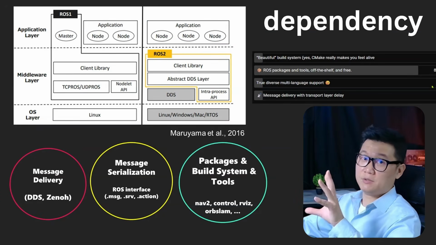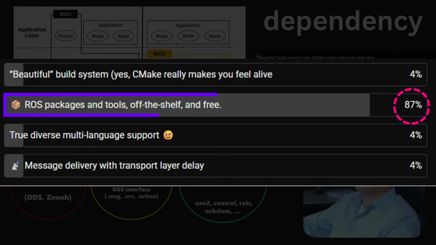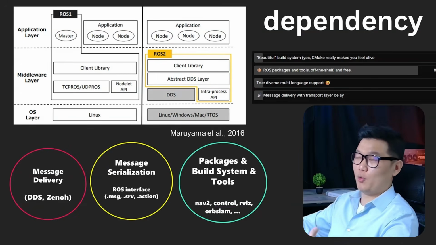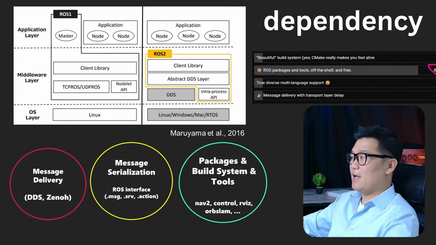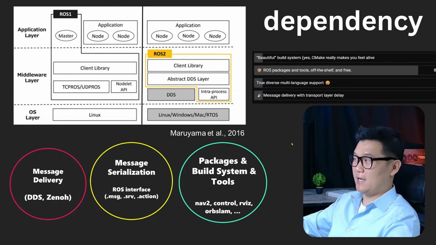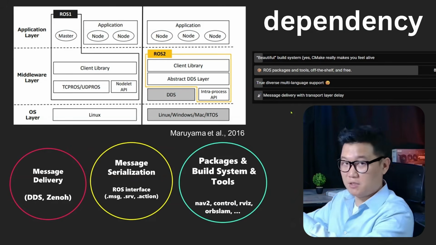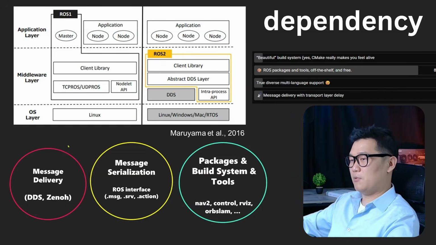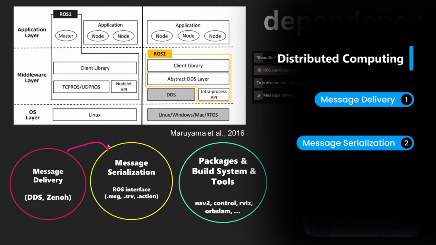And by the way, this is a really interesting survey I did on my YouTube channel. 80% of people like ROS because of these packages and tools and off-the-shelf, free applications like nav2, control, and so on. And actually, I'm one of them, and that's why I'm using it. And it's really interesting that I have an impression, not just from this survey, but from around my circle, that people seem to care less about the message delivery system and the message serialization.